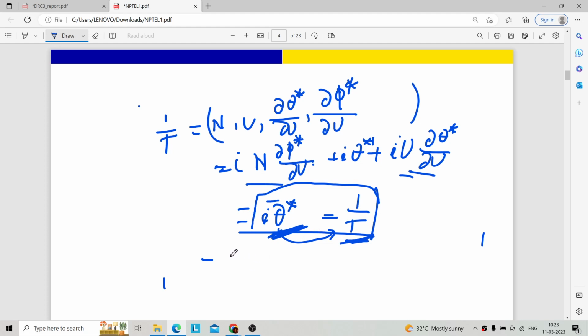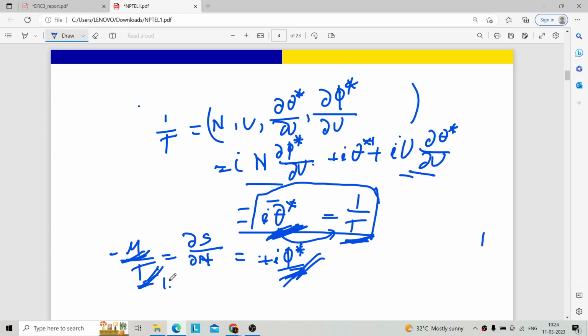So similarly you can try to find minus mu over t, which is a derivative of del s over del n, then you will get this to be I phi. So this phi variable is now dependent on the chemical potential and temperature. So these variables are not abstract anymore. They are related to our measured variables t and mu, right?